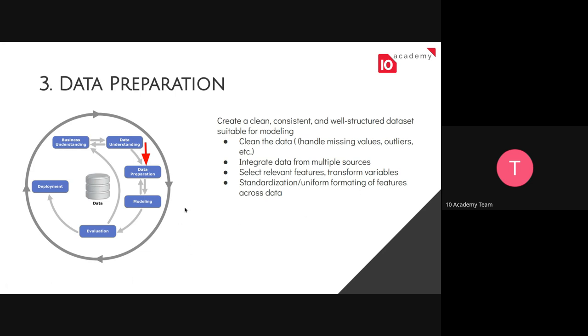Of course, sometimes you also have categorical data, and you can change it to numerical data such that the machine learning model can handle it. So all of this will fall in the data preparation step.